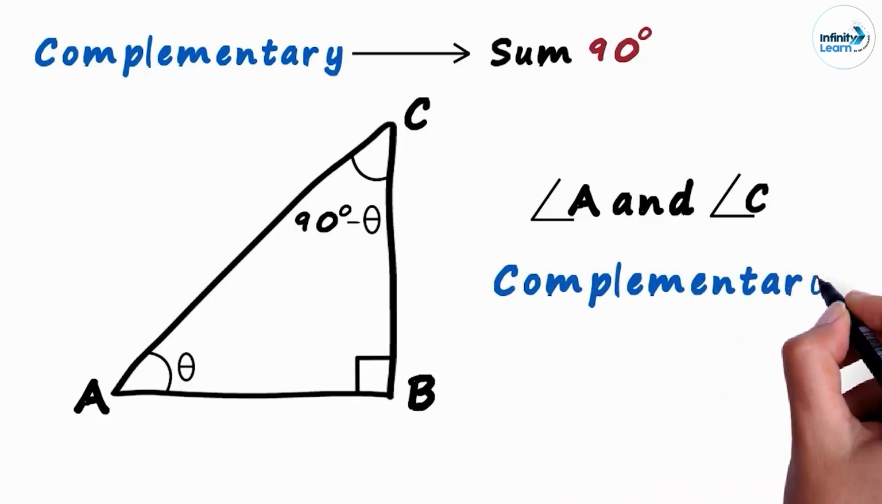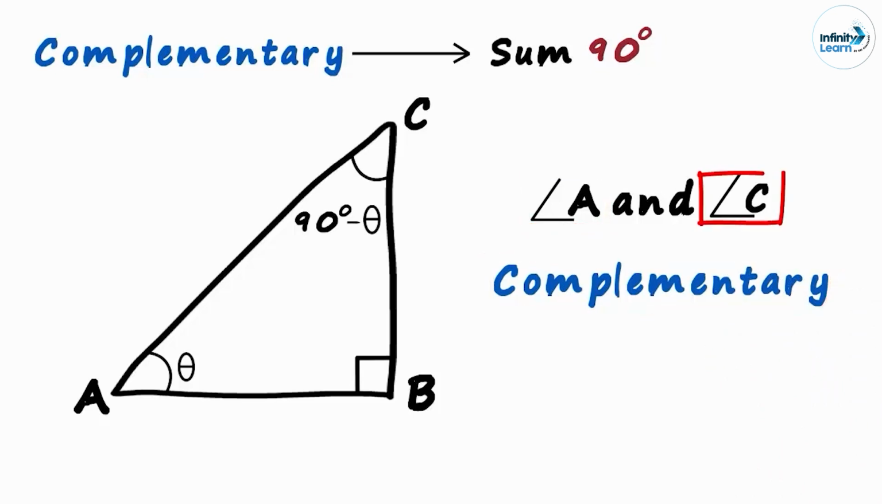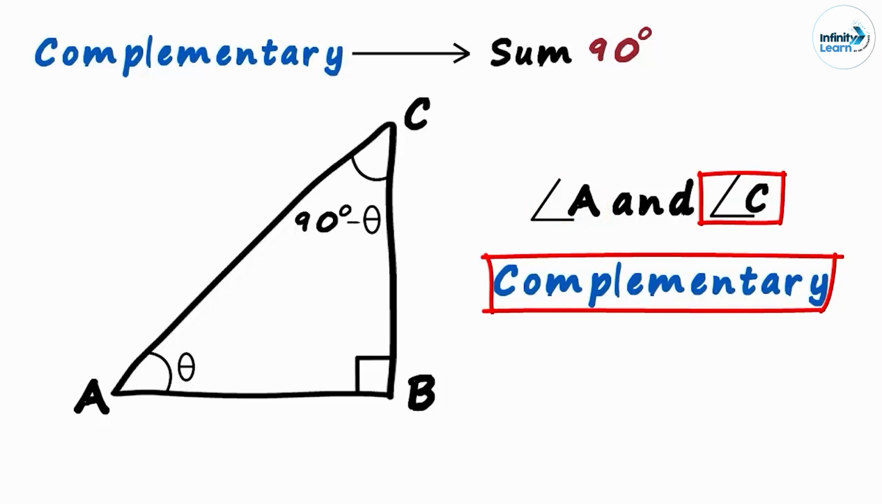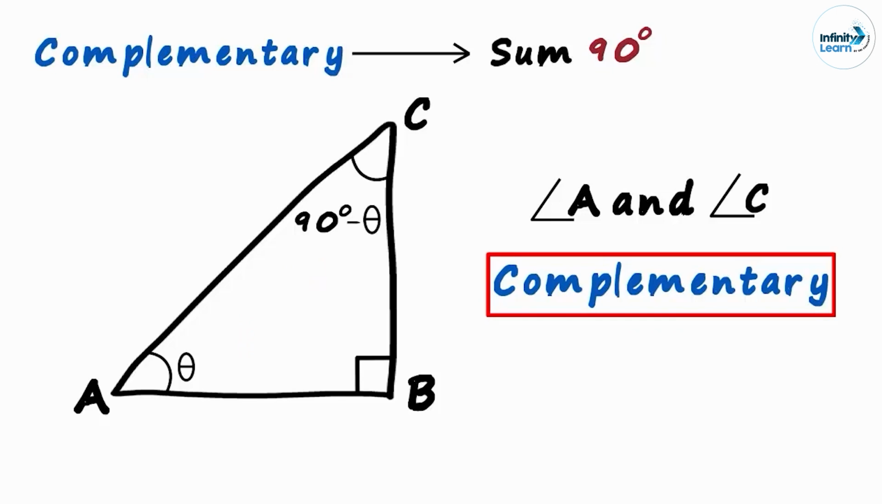So in this case, angle A is the complementary angle of angle C, and we can also say that angle C is the complementary angle of angle A. Both angles are complementary angles of each other. So what's so special about the function values of complementary angles?